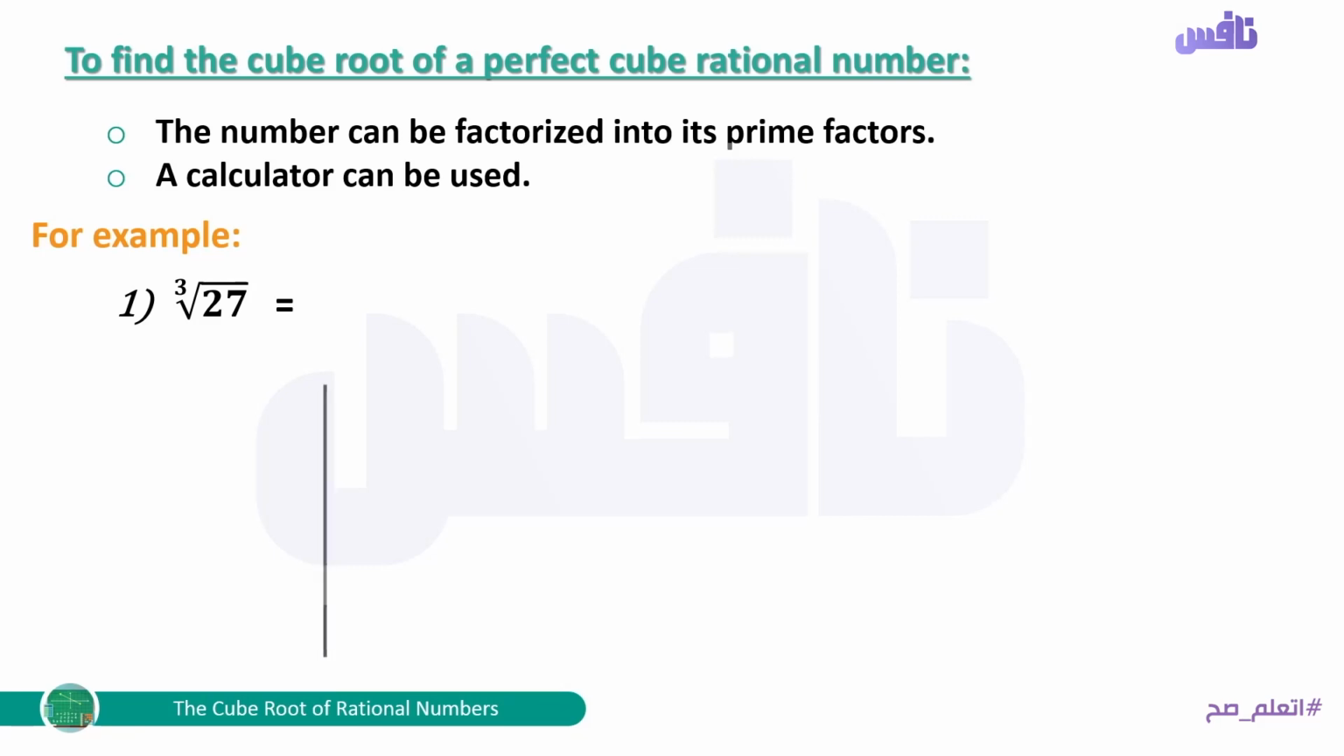Let's start. 27 is not divisible by 2 but divisible by 3. So 27 divided by 3 equals 9. Also 9 is not divisible by 2 but divisible by 3. So 9 divided by 3 equals 3. And finally 3 divided by 3 equals 1. To find the cube root of 27, we take only one number from 3 similar numbers. Here we have three 3's, so we take only one of them like that. So the result will be 3.